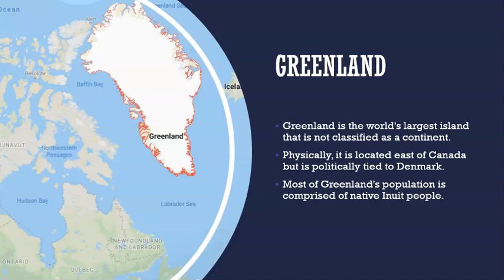Next up is Greenland. Greenland is the world's largest island that is not classified as a continent, and physically it's located east of Canada, and it's pretty large actually. Most of Greenland's population is comprised of the native Inuit people.